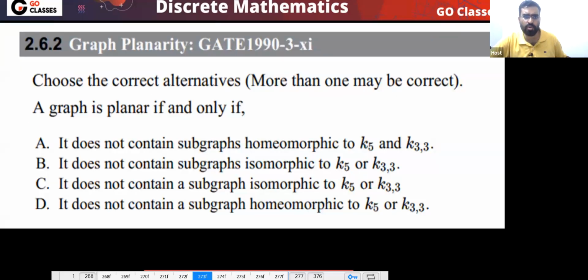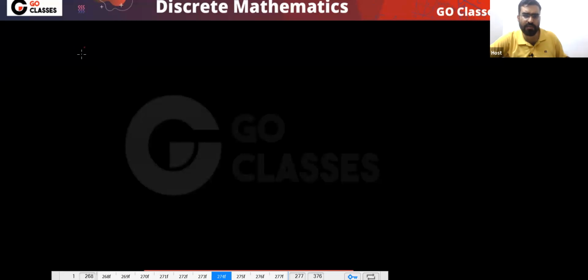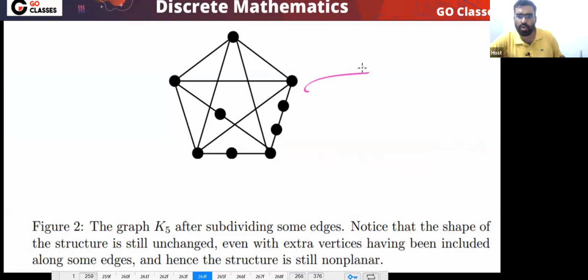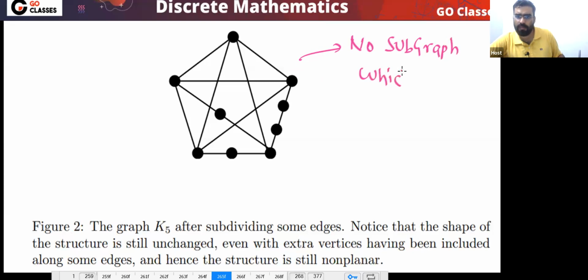So finally, now you understood the idea of homeomorphic, right? Is this clear? See, if you notice this graph, there is no subgraph which is isomorphic to, there is no subgraph which is isomorphic to whom?